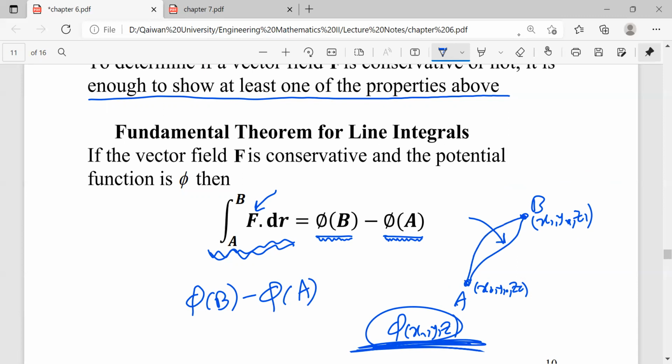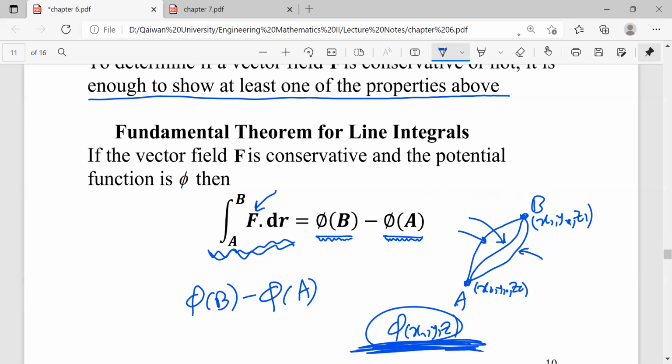Here it doesn't depend on the curve. Even on this curve, all are the same. We just take the initial and destination points. We don't care about the path we take from A to B. The line integral for a conservative vector field doesn't depend on this path, this path, or any of these paths. We just take the initial and destination points; we don't work on the path.